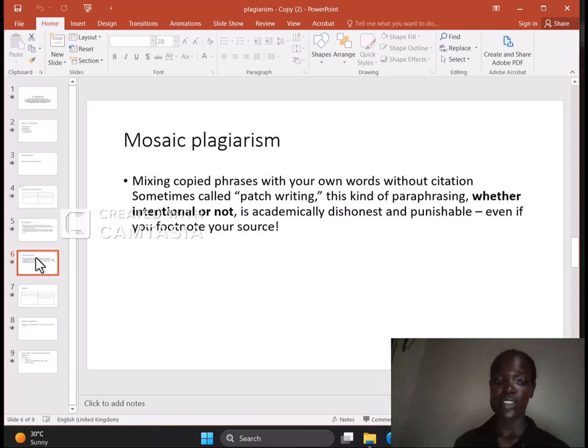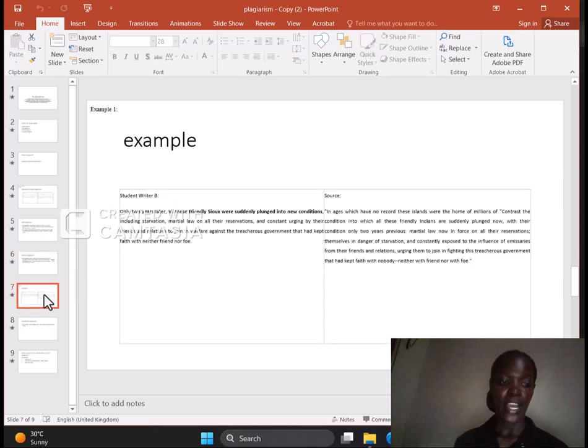This kind of paraphrasing, whether intentional or not, is academically dishonest and punishable. Sometimes you may be punished, so it's better you cite. If you've used a source and the work you used was not yours, always cite. Do not forget to cite, especially for people in academics and people doing official work. So here there is an example of what we call the mosaic.